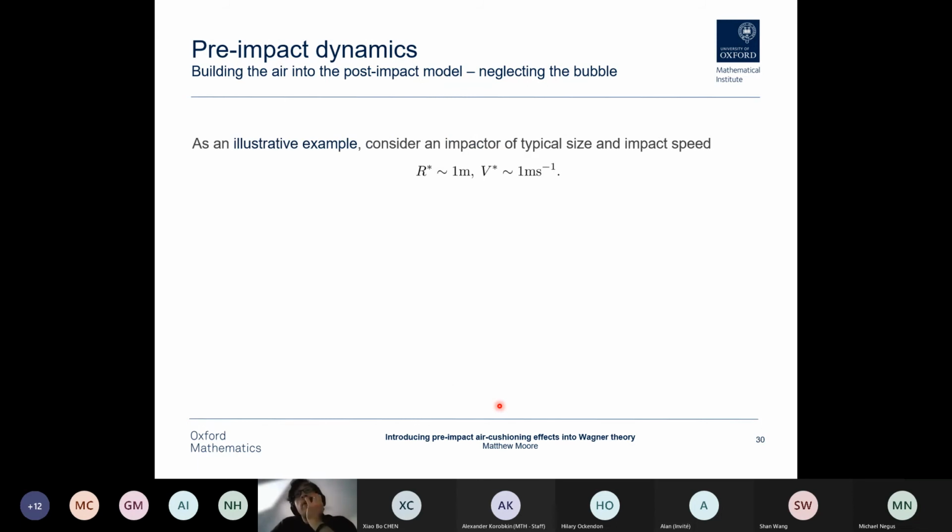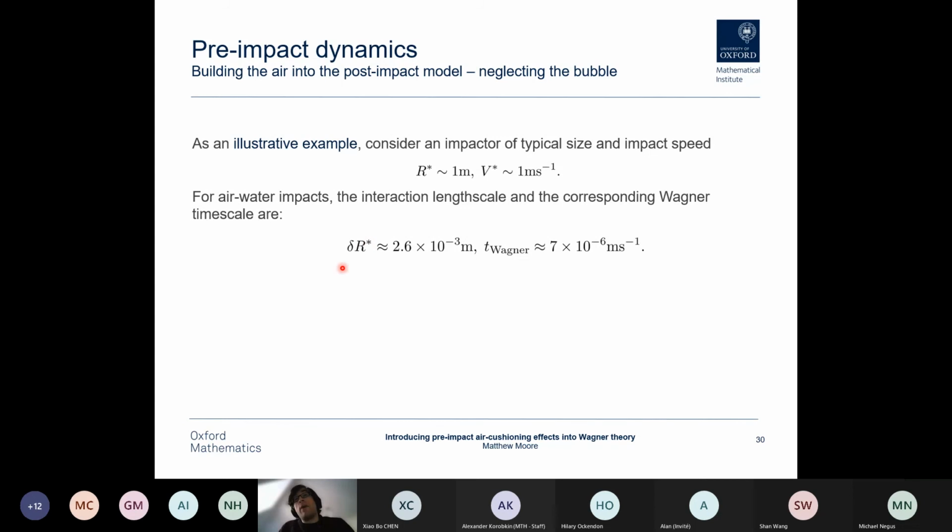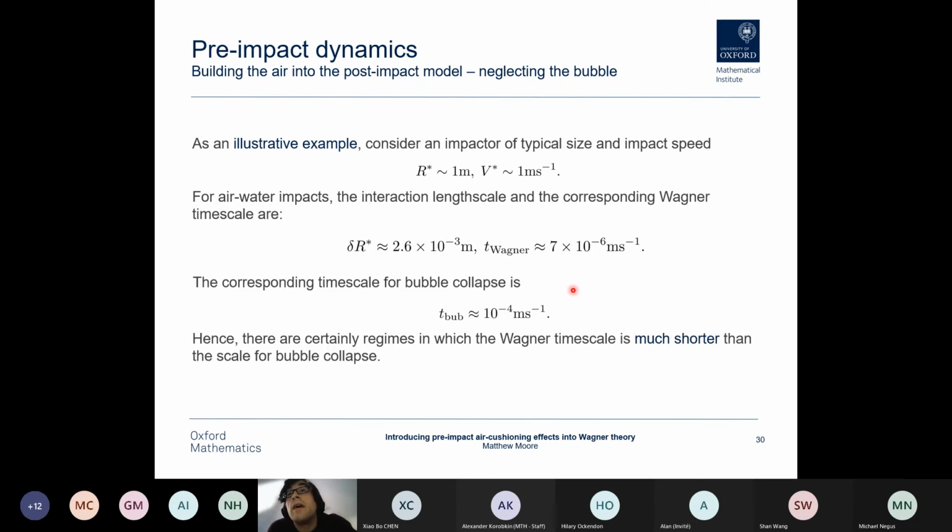As an illustrative example, we're going to look at an impactor of size 1 meter, impacting at a meter per second. If you plug it in, you get that delta is on the order of 10 to the -3 meters, so on the order of millimeters, while the impact time scale is going to be on the order of 10 to the -6. I don't know why there's a meters there, sorry. That should just be seconds. Typo. So we're getting an impact time scale of 10 to the -6, and it's the same typo here. But the bubble collapse time scale is 2 orders of magnitude larger. Sorry about that, that should be seconds, obviously.